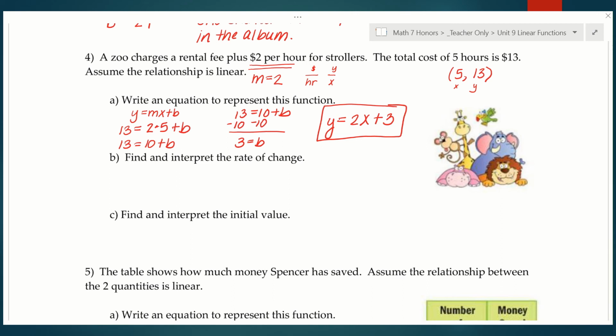Find and interpret the rate of change. The slope we already said was 2. What does it mean in the context of the problem? They tell us it costs $2 per hour to rent a stroller.